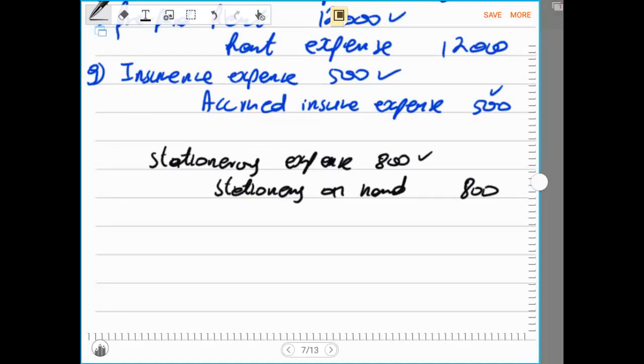So now we are transferring this in the current year to an expense account. Then at the end of the year, whatever is left becomes an asset. So now we are transferring this to its normal account, which is an expense account.